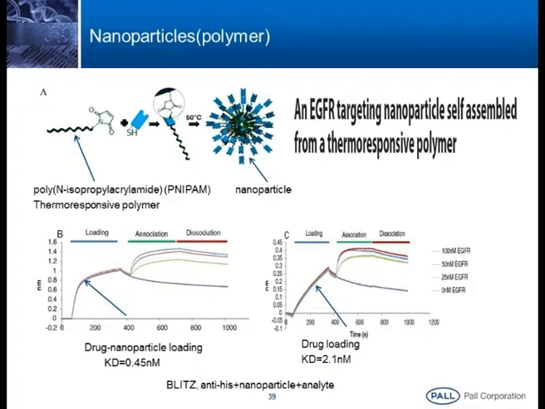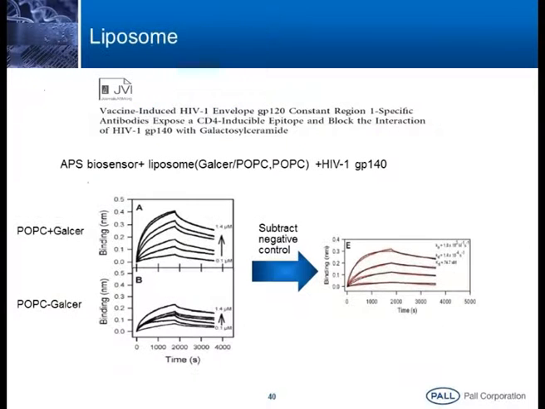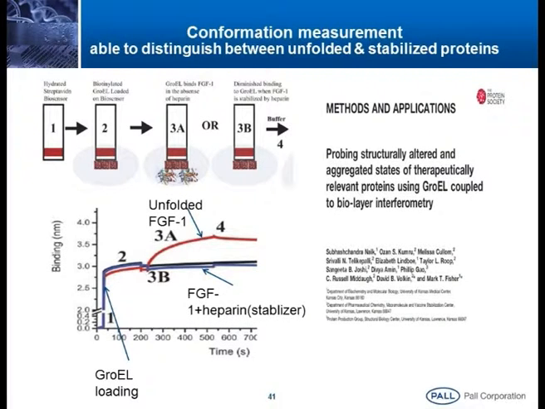Nanoparticles, recently this is an EGFR targeting nanoparticle with a thermoresponsive polymer. This is one of the drugs they made into a nanoparticle, then targeted for the EGFR. And liposome we have. We can use it for multiple applications. Here I am going through conformational measurement, folding, unfolding and all. Right now this kind of application is being done at IIT Delhi, where Professor Tapan Chaudhary is working in this area.